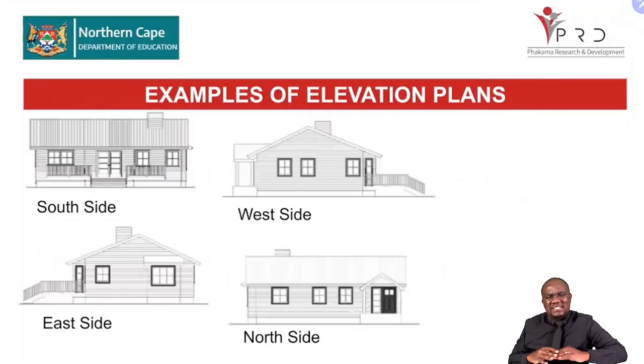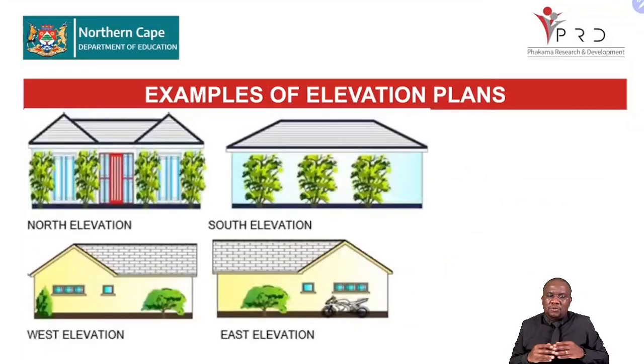Right, this is an example of an elevation plan. You can see the south side, west side, east side, north side. I'm just showing you these elevations. Okay, this is a good example. We have another one also showing us the examples of side elevations, north, south, west, east.